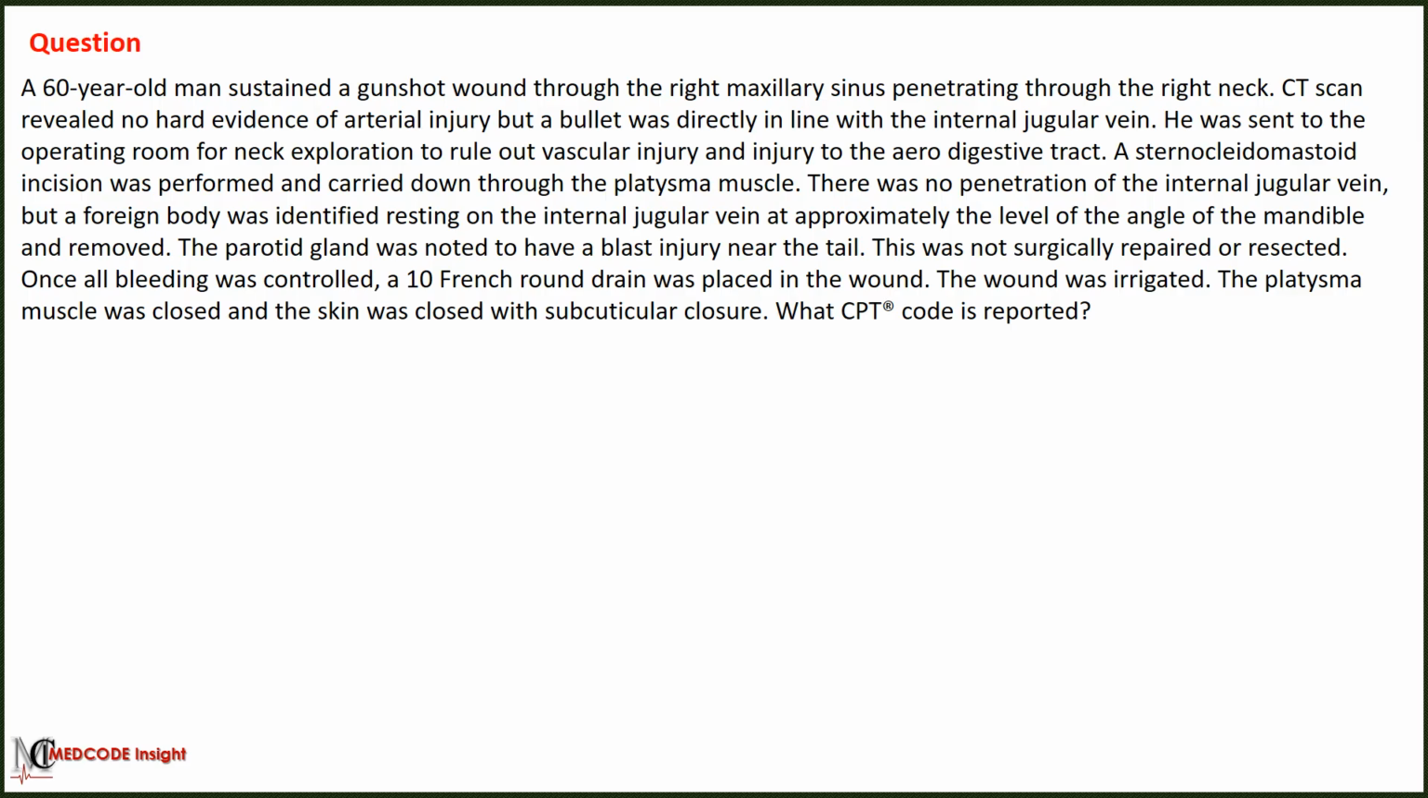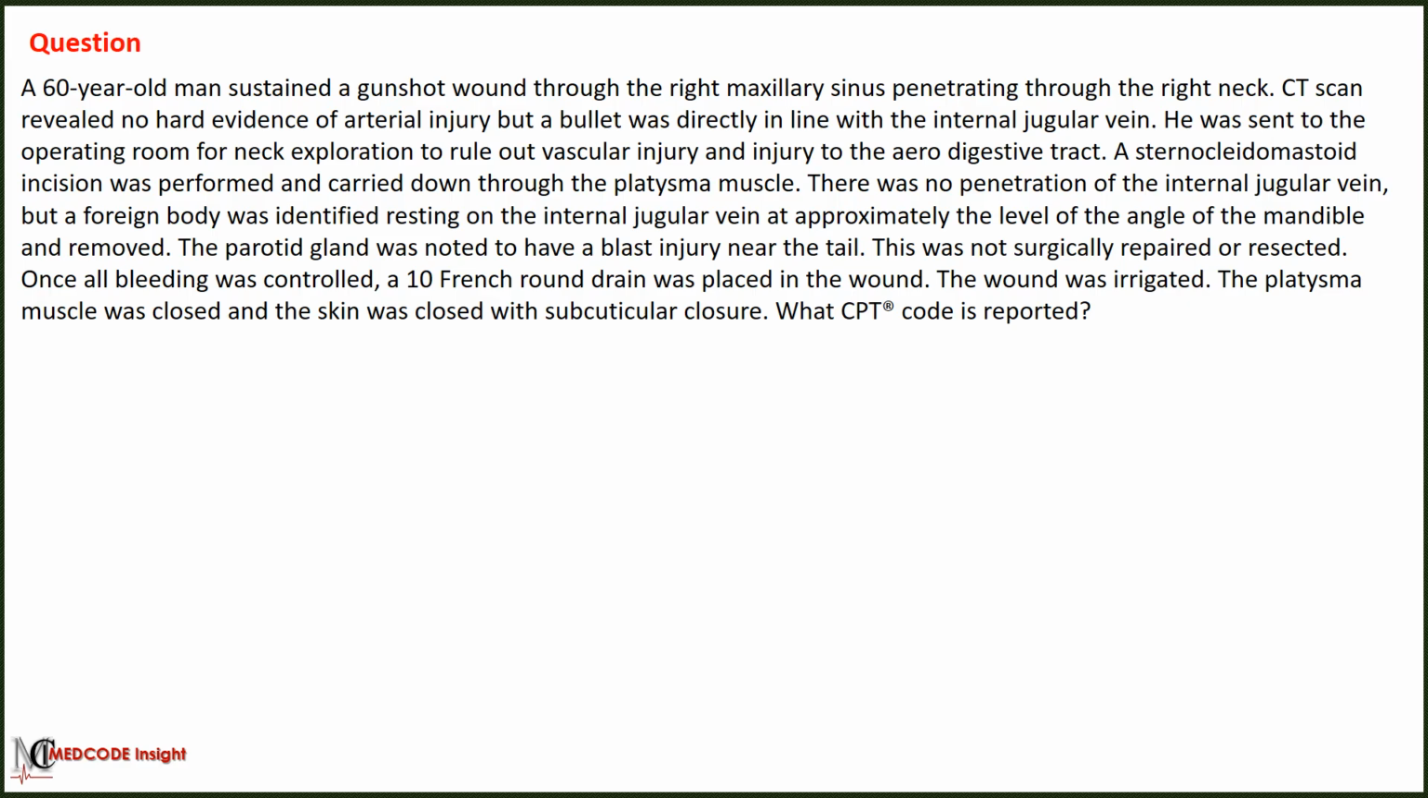A 60-year-old man sustained a gunshot wound through the right submandibular sinus penetrating through the right neck. CT scan revealed no hard evidence of artery injury, but the bullet was directly in line with the internal jugular vein. He was sent to the operating room for the neck exploration to rule out vascular injury and injury to the aerodigestive tract. A sternocleidomastoid incision was performed and carried down through the platysma muscle. There was no penetration of the internal jugular vein, but a foreign body was identified resting on the internal jugular vein at approximately the level of the angle of the mandible and removed.